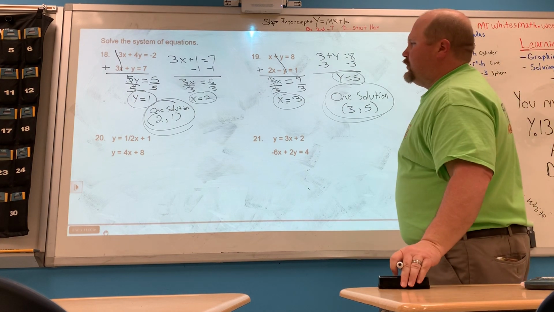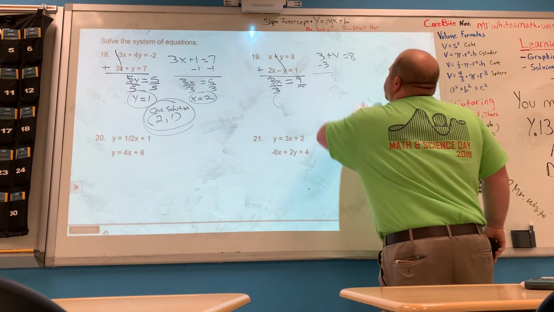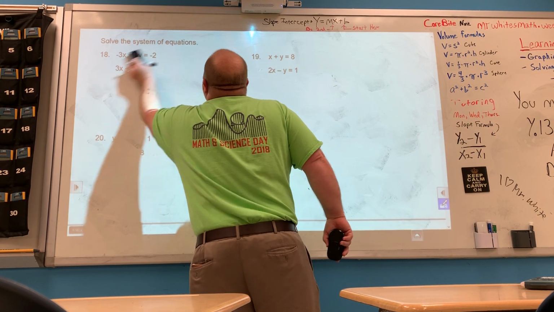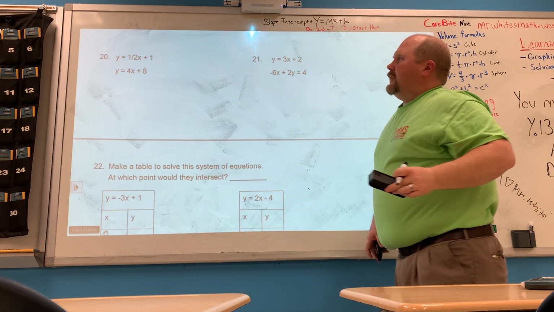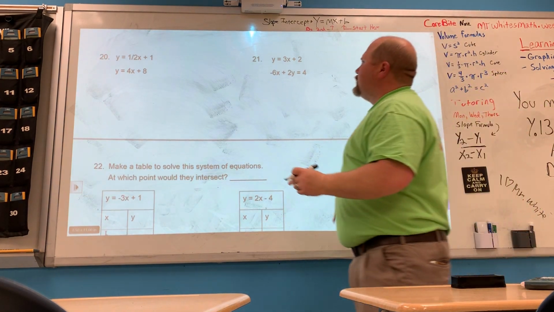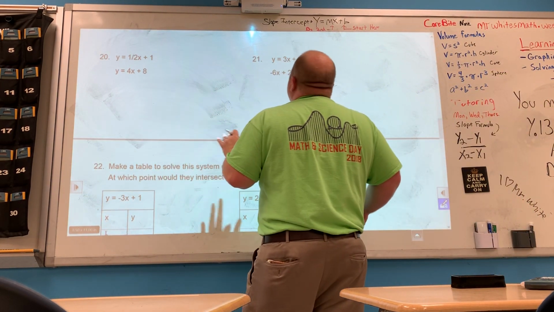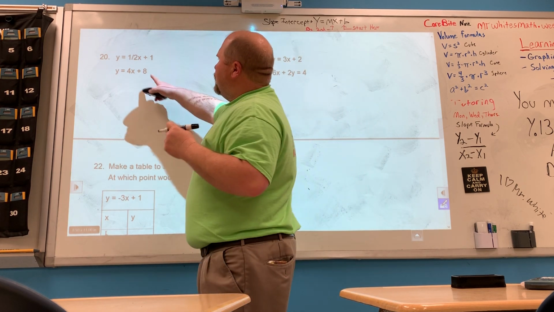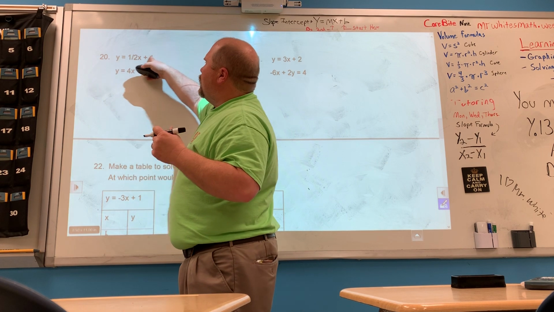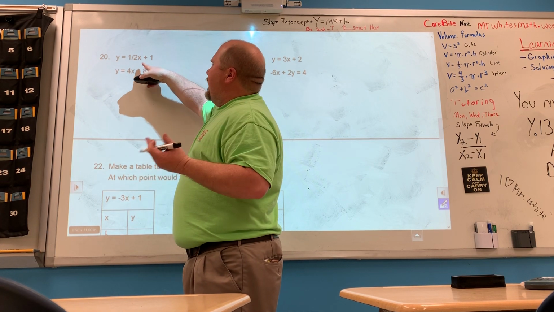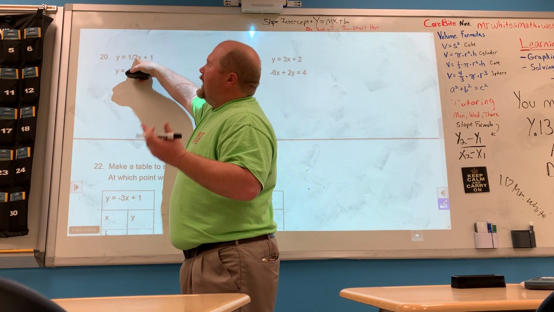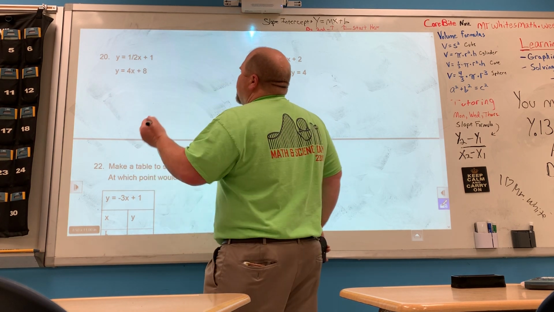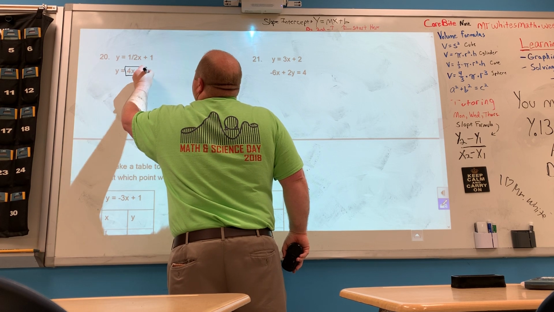All right, problem 20 as well as 21. They're not set up as well to use elimination. You could multiply this entire equation by negative 8, and it would allow you to cancel the x's. But it's probably best if you just use the substitution method.